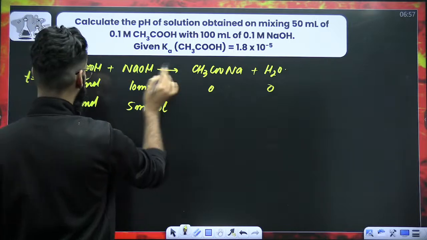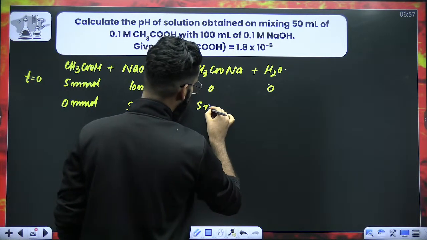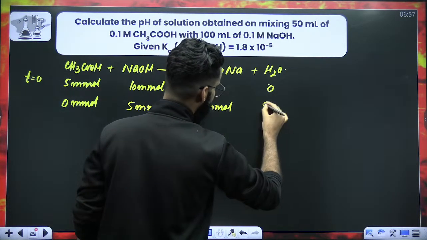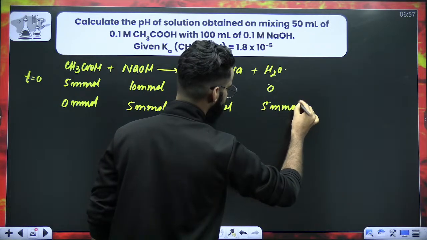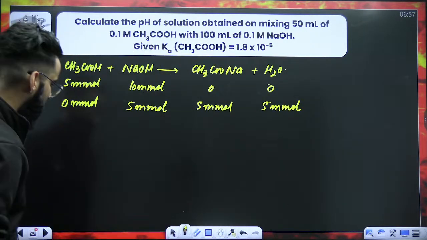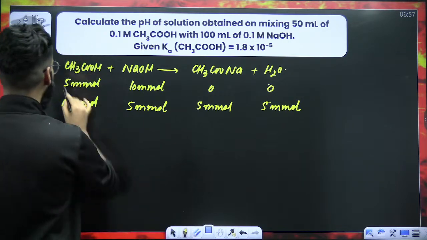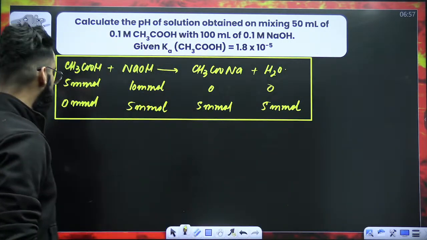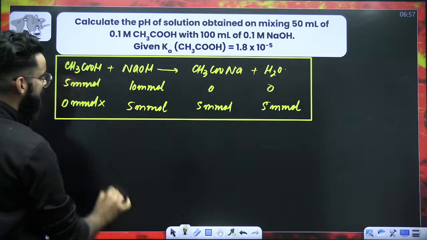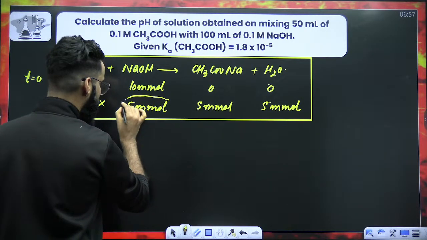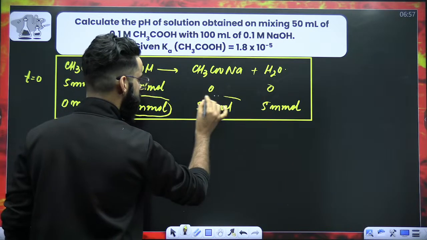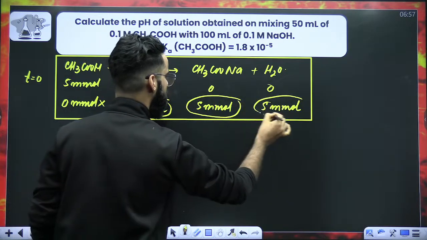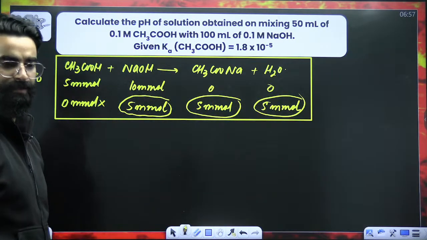Now, 1 mole gives 1 mole, so 5 millimoles are going to give 5 millimoles. Similarly, this will be 5 millimoles. Perfect. Now tell me one thing. What all things are left in the container? You're not left with the acid. Acid is done and dusted. There is a strong base left in the container. There is a salt left in the container. There is water also formed in the container, right?